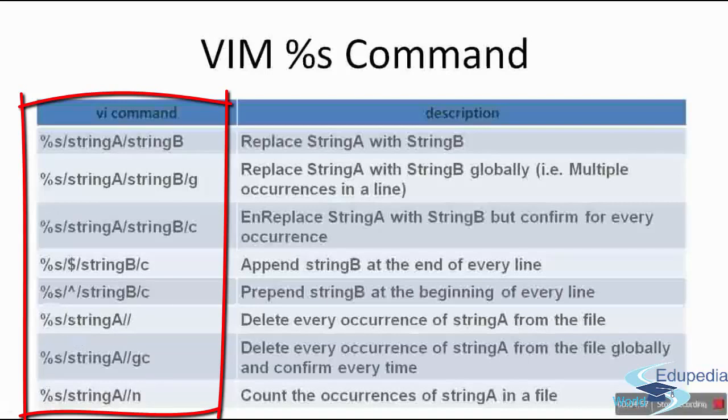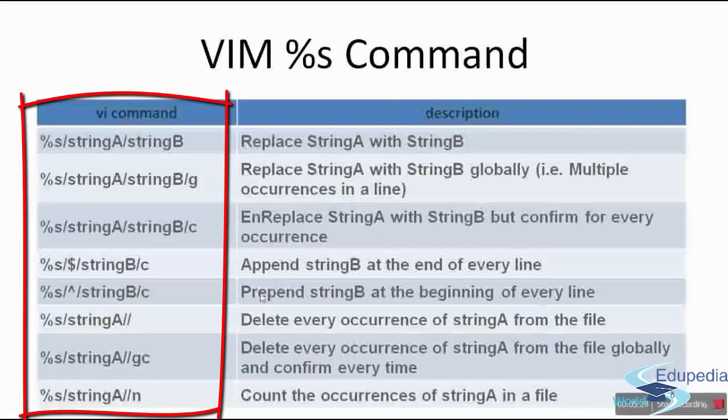Suppose you want to delete a particular word or a particular set of characters throughout a line, throughout a file. What you can do is use this variant, which is %s, then string a, and similarly a forward slash. Simple forward slash, so there is nothing between the two forward slashes. It is forward slash, forward slash. So this will delete every occurrence of string a from the file, but not globally. So one occurrence per line.